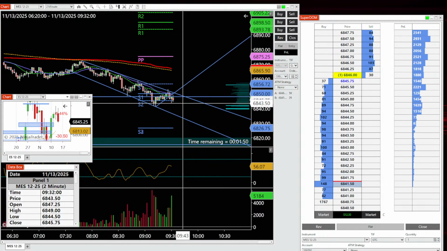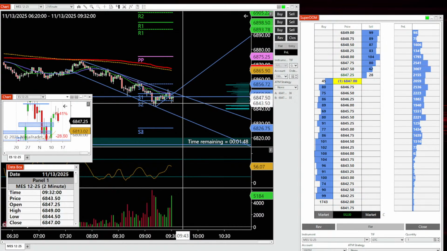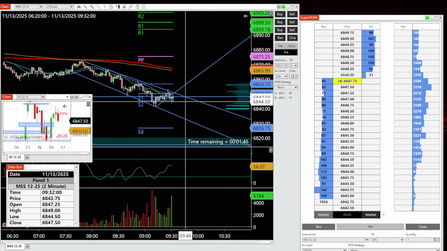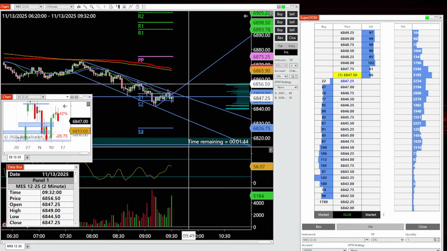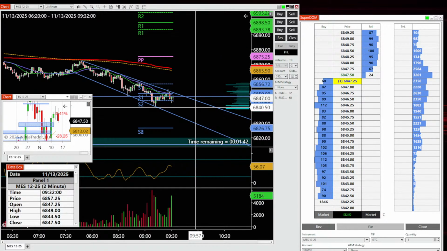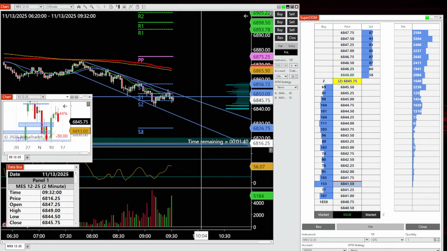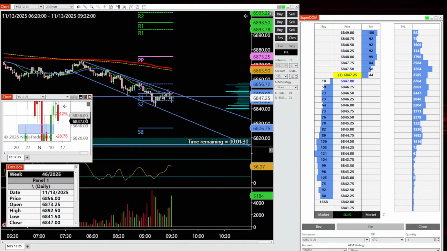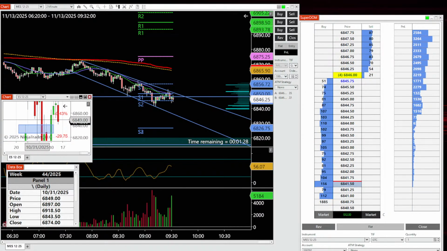Is the market going to open up lower and make a move higher? Just wait and see. It came down here. Test this low, 43.